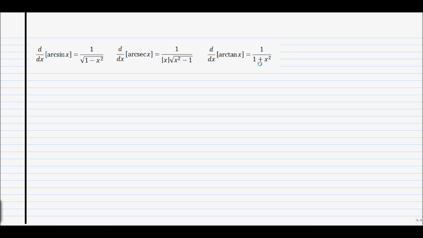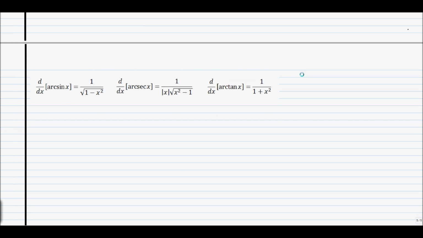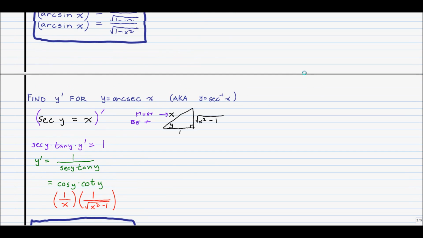The question you might be asking is, well, you missed something. What about arc cosine? What about arc cosecant? And what about arc cotangent? Well, I don't want to spend a lot of time going through where those derivative rules come from. So instead, I'm just going to play a little thought experiment here.